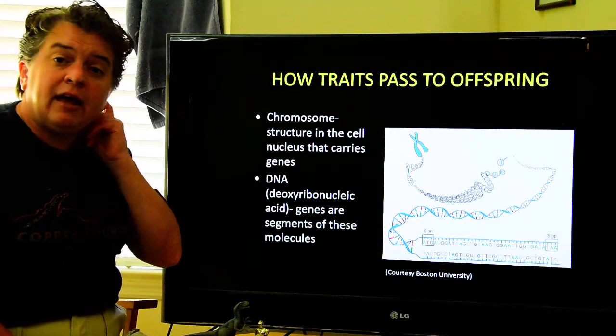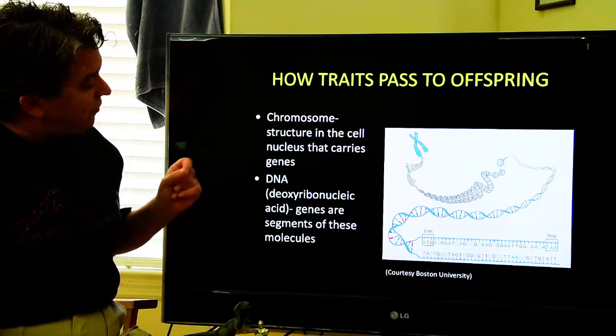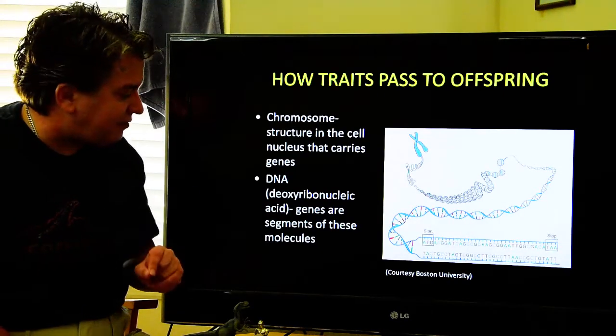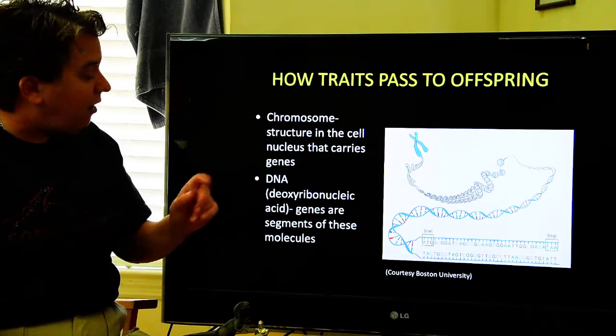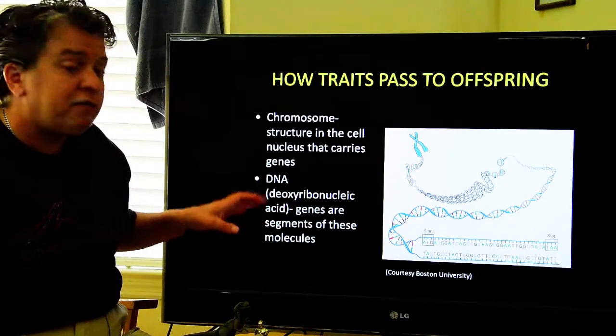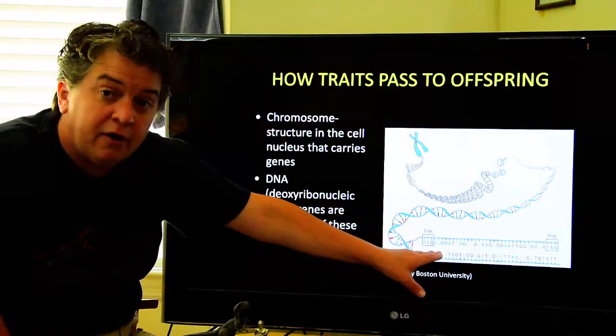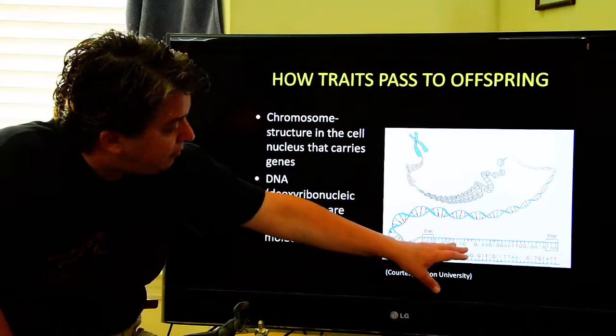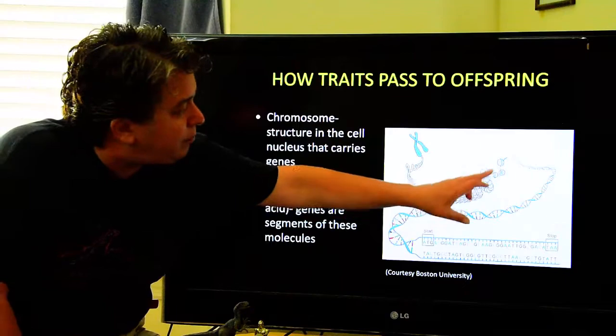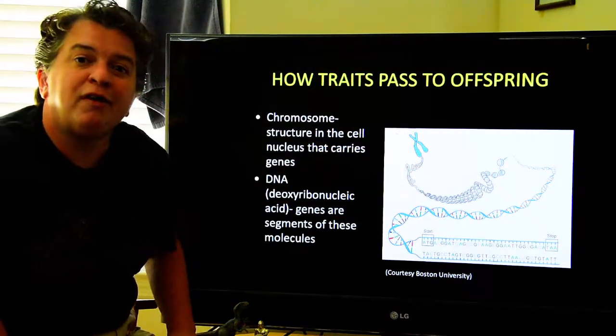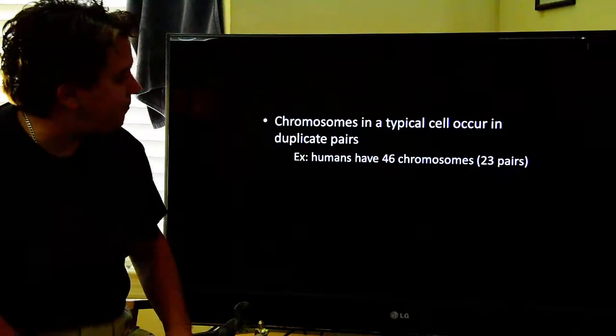And so this DNA, that stands for deoxyribonucleic acid. And genes are segments of this DNA molecule. So we have these segments of the DNA, right? Those are the genes that go into the DNA molecule that makes up the chromosomes that we have.